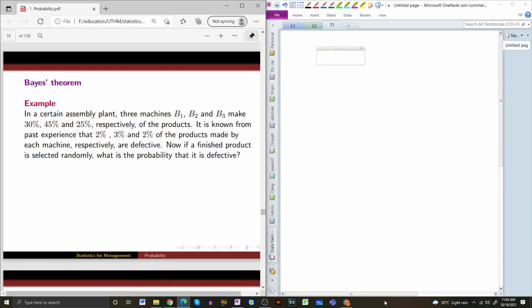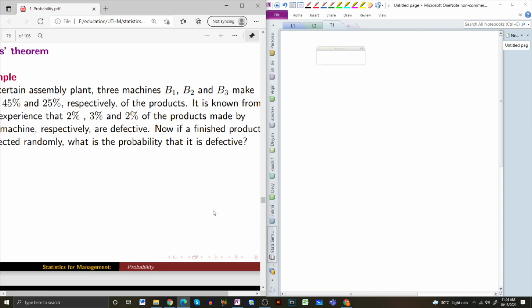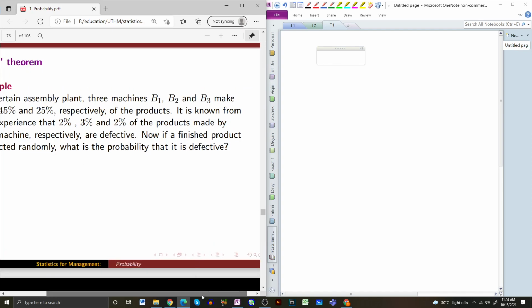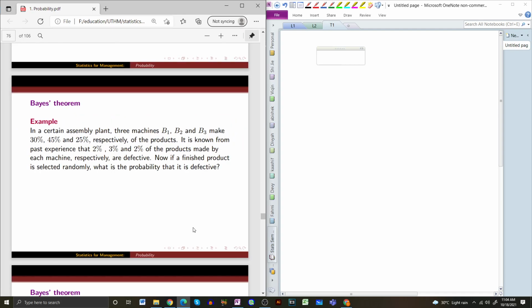Good morning. So let us continue our lesson today before we go on with the tutorial. Today we're going to start with Bayes' theorem. So look at the example here. Have a read first on this example.